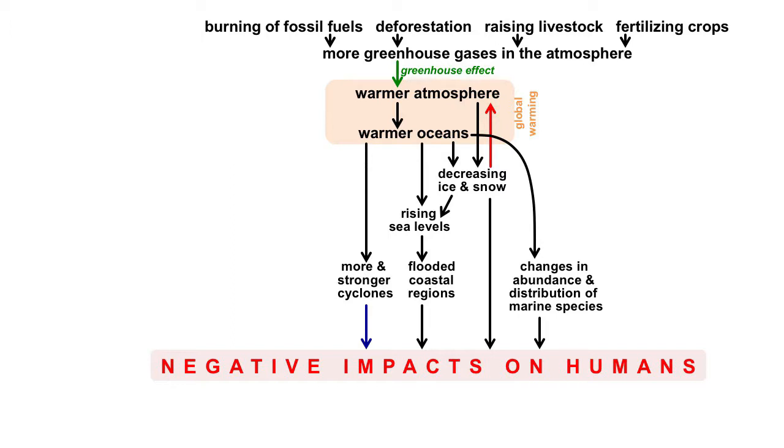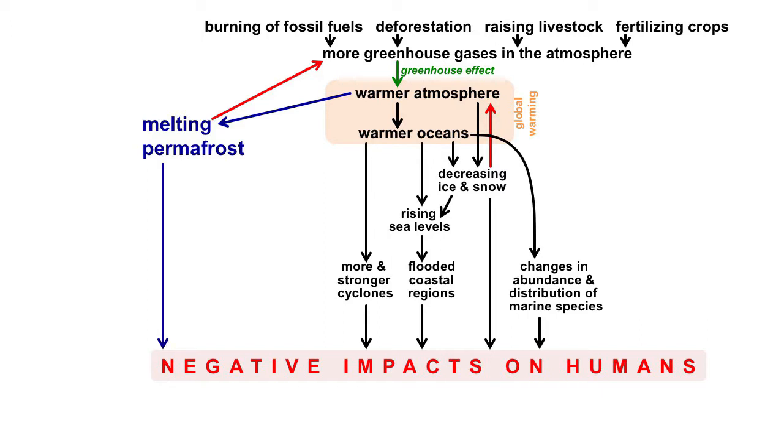A warmer atmosphere also leads to the melting of permafrost, which is what we call the frozen soil in the Arctic. The melting of the permafrost releases some of the carbon dioxide and methane that was trapped in the frozen soil, thereby adding to the increase in carbon dioxide levels in the atmosphere, which is another feedback loop leading to the acceleration of global warming. Melting of permafrost also has a direct impact on humans because houses sink into the ground and roads become unstable.